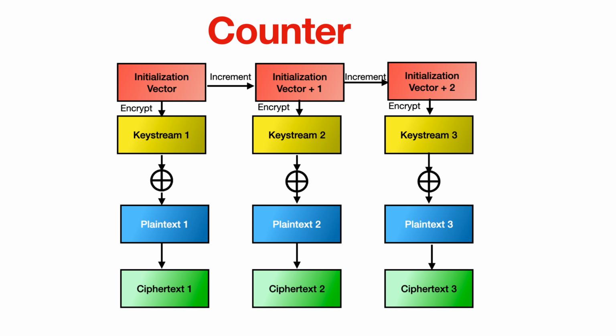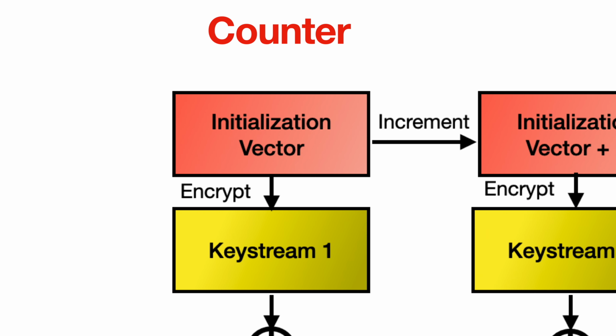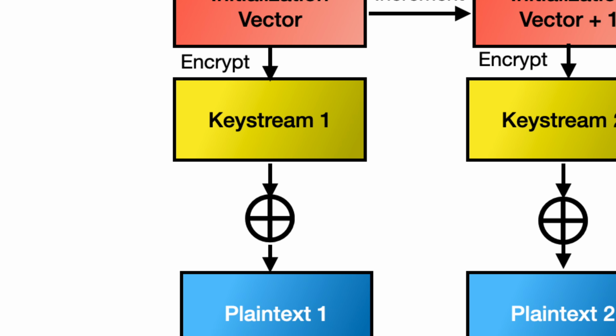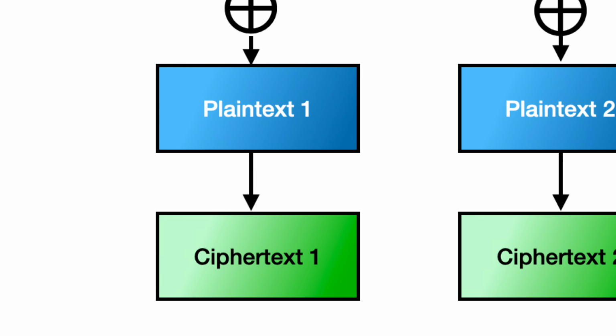So the counter mode is the encryption mode of a block cipher, which is described in this image. First of all, we take the initialization vector and we encrypt it with the given block cipher. So we get key stream 1. This key stream 1 is XORed with the plain text 1, and this gives us the ciphertext.